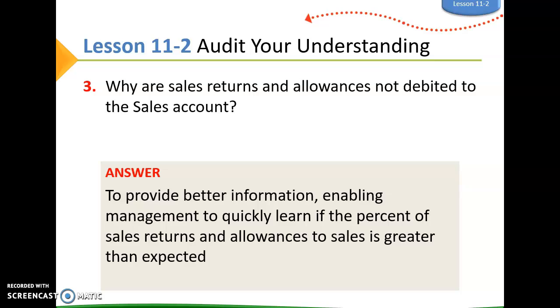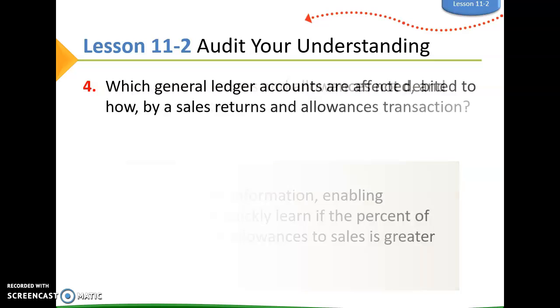You know, is that percentage greater than expected? Why? Is it all based on a certain time of year, or is it based on a certain item? It just allows for an analysis to be done, without having to go through all the sales. Because if it's a big business, you would have a lot of things hitting the sales account, right?